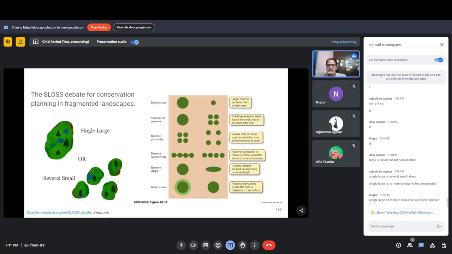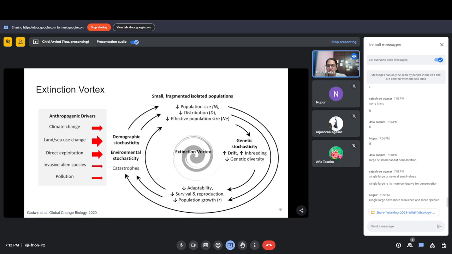Okay, so now I'm going to show you a little bit of an interesting concept, but it's probably not been described to you in the lecture so far. So this is something known as the extinction vortex. I want you all to stare at the screen for 2 minutes and just have a look at whatever is written out here.